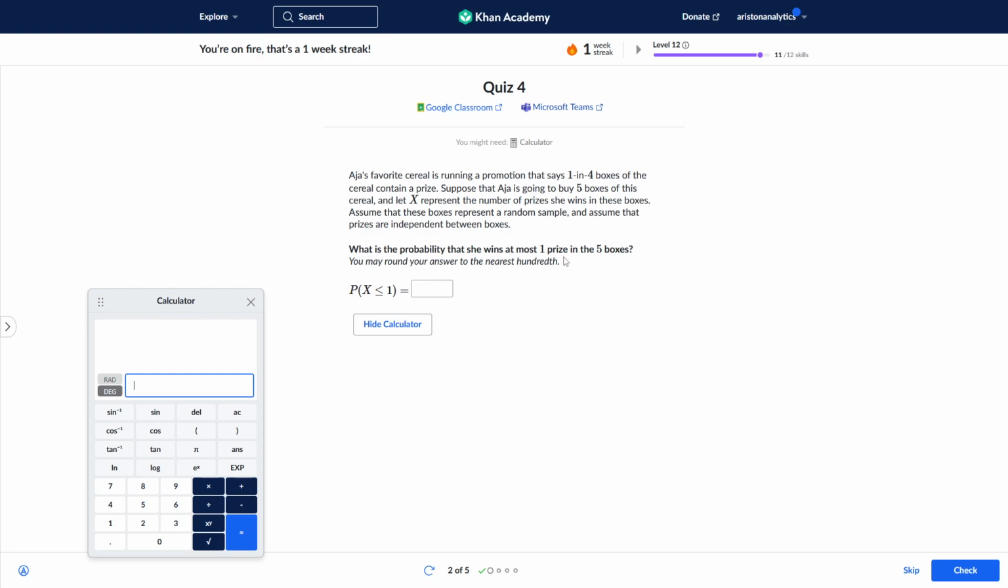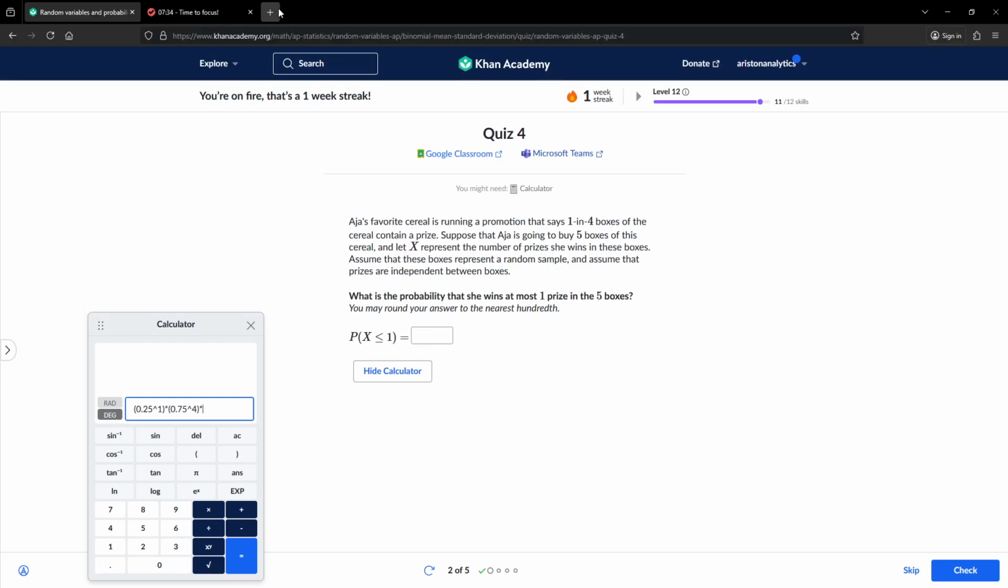At most one prize. That's the same as just one prize, I think. So, go. Let's do the full formula. One in 4 boxes, 5 boxes. Probability that she gets at most one prize. So, let's do the first part. One prize, 4 non-prizes. And then combinations. One way to arrange in 5. There's 5.